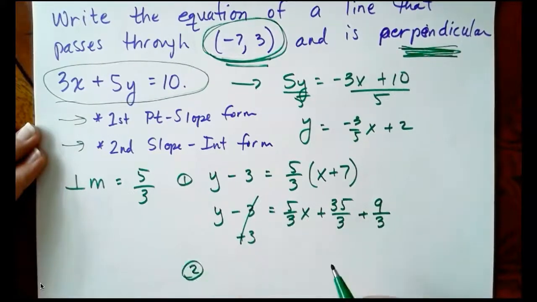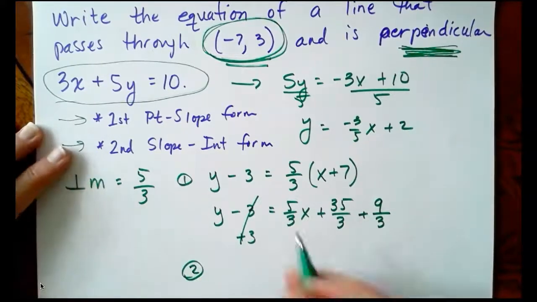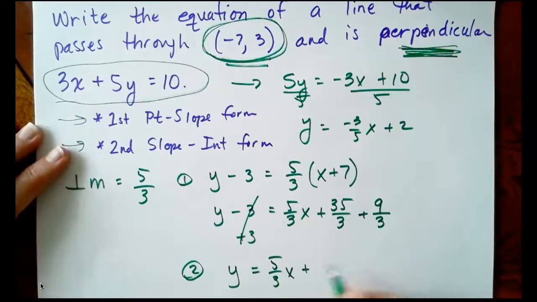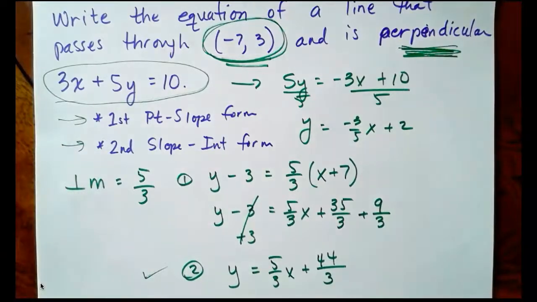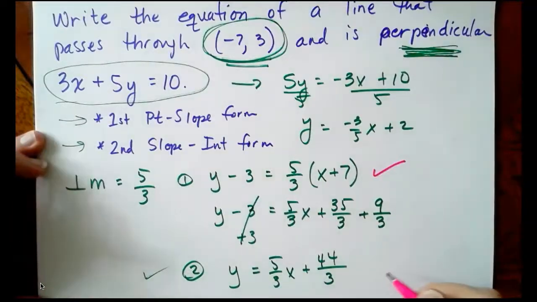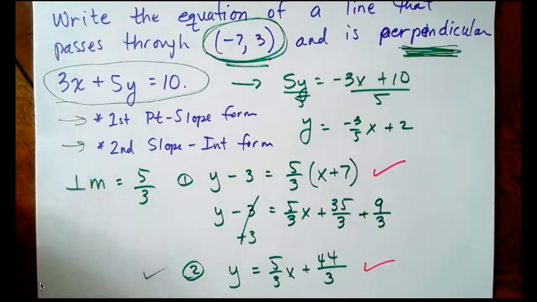So here we go. Here's the second part of our answer, our slope-intercept form. y equals 5/3 x plus 44/3. So that's the new equation of the new line in slope-intercept form. So once again, point-slope form followed by slope-intercept form.